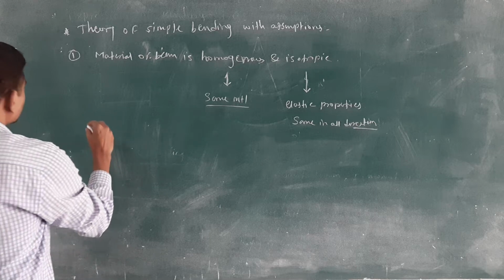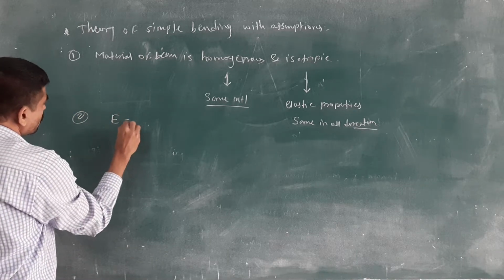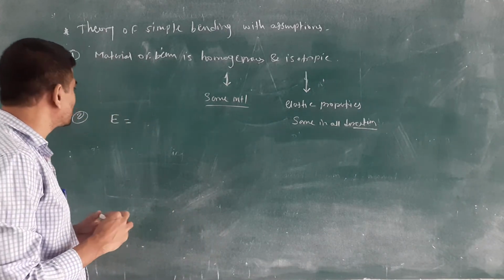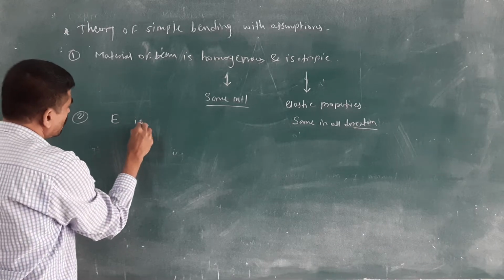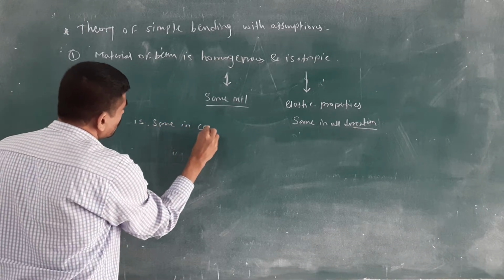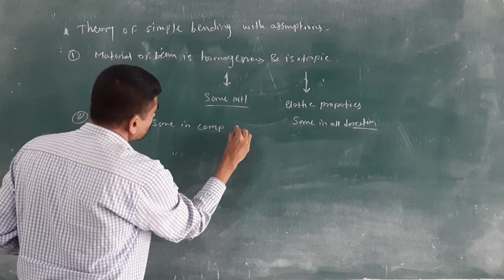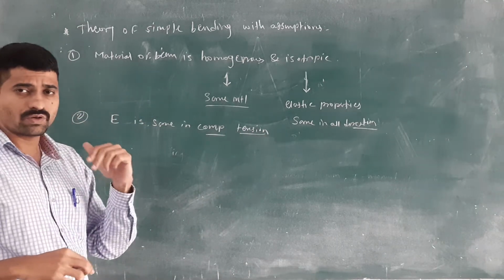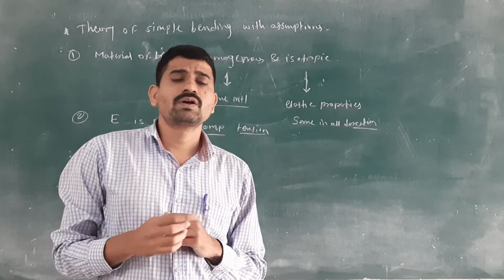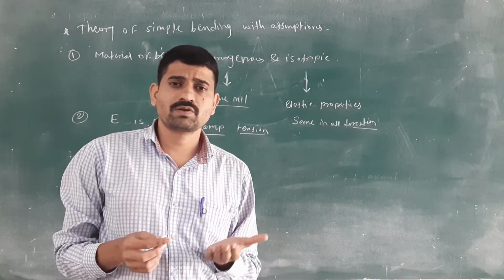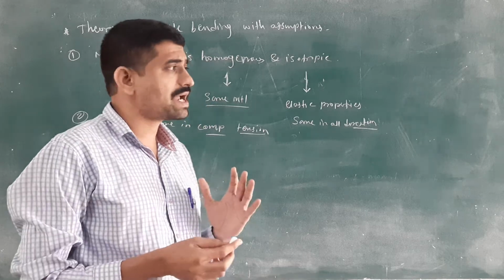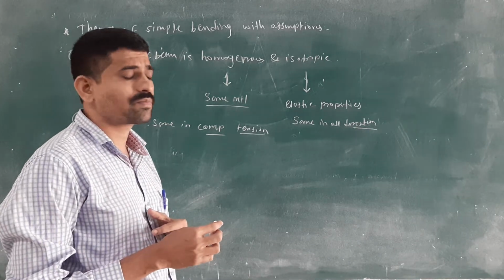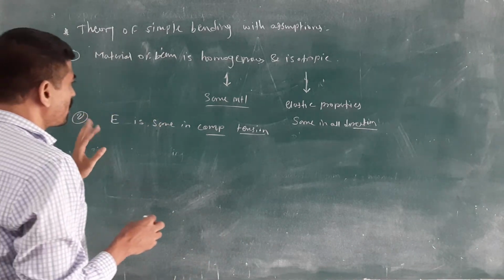Then what is the second assumption? The value of E, Young's modulus or the modulus of elasticity, is the same in compression as well as in tension. When you apply some load on the given component, we get compression above the neutral axis and tension below the neutral axis. In both, this E value is the same. This value will not change.